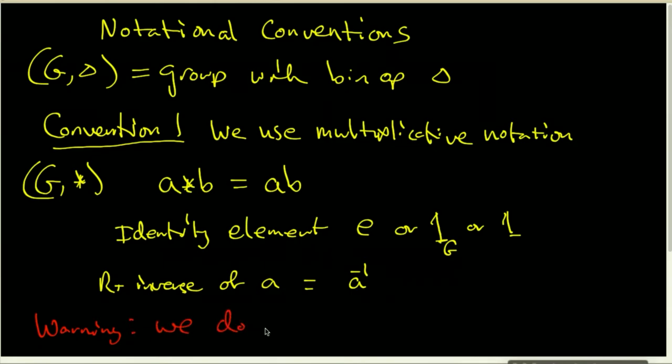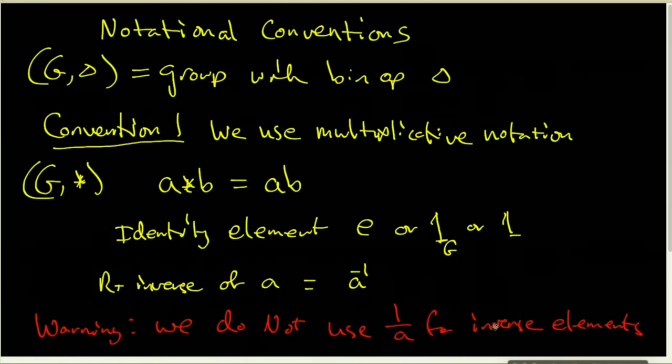We do not use 1 over A for the inverse elements. And there's a reason why, and I kind of want to illustrate that. So let's think about why. So why don't we use 1 over A?